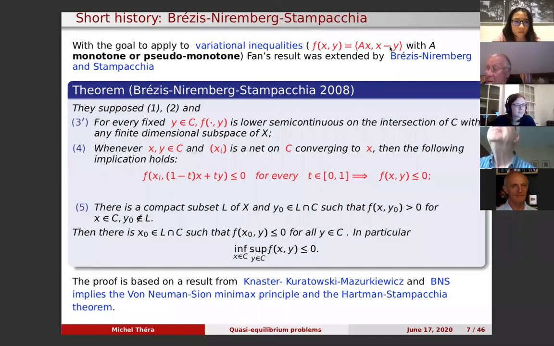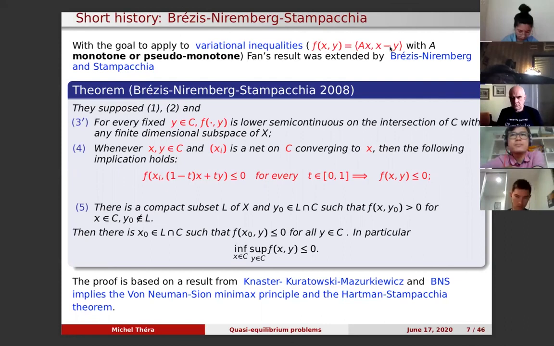I cannot really answer positively, but it seems to me that it is difficult to weaken again the lower continuity. It seems to me that it is a minimal thing that we can ask for this kind of result, but maybe I have to work a little bit more on this. But if I want to answer quickly, I think it's a minimal thing that we can ask for.